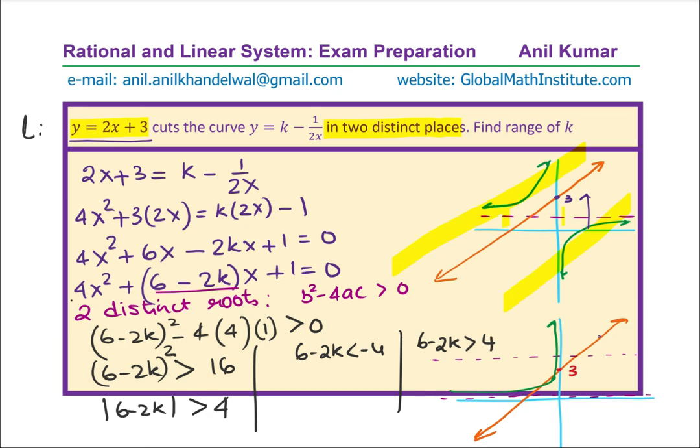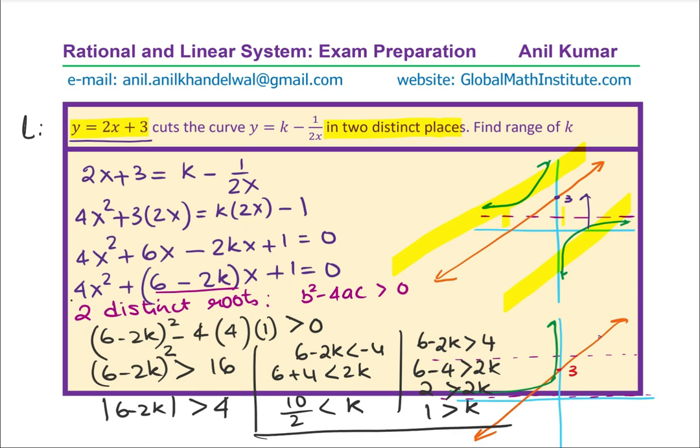So we get 6 plus 4 is less than 2k, or 10 divided by 2 is less than k, or k is greater than 5, right? On the other hand, we get 6 minus 4 is greater than 2k, or 2 is greater than 2k, or 1 is greater than k. So do you see, we have two different conditions here.